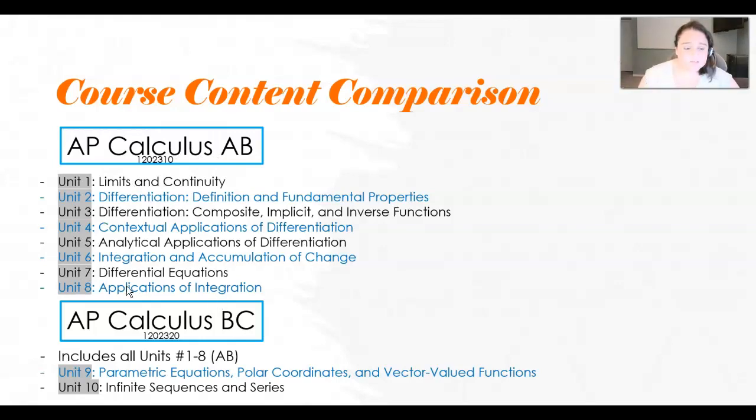BC covers all of the same units as well, but we add 2 additional units, and again, this is about 30 to 40% more in content. So all of the AB content is, again, assessed and completed in the BC course. The BC course is Calc 1 and Calc 2.